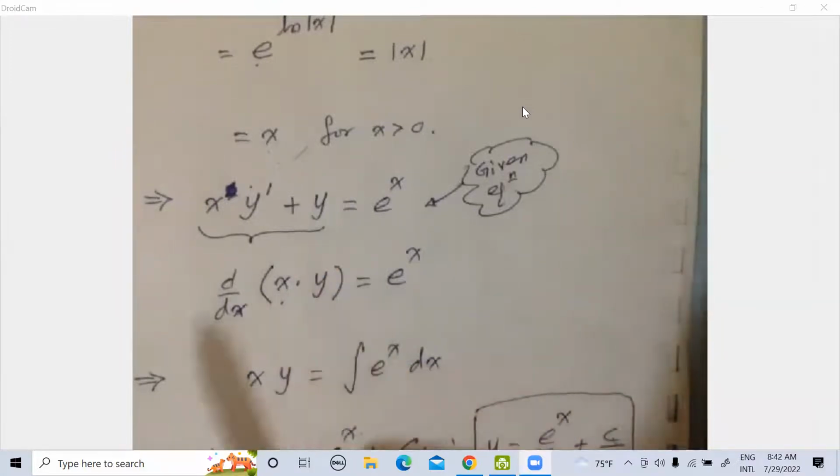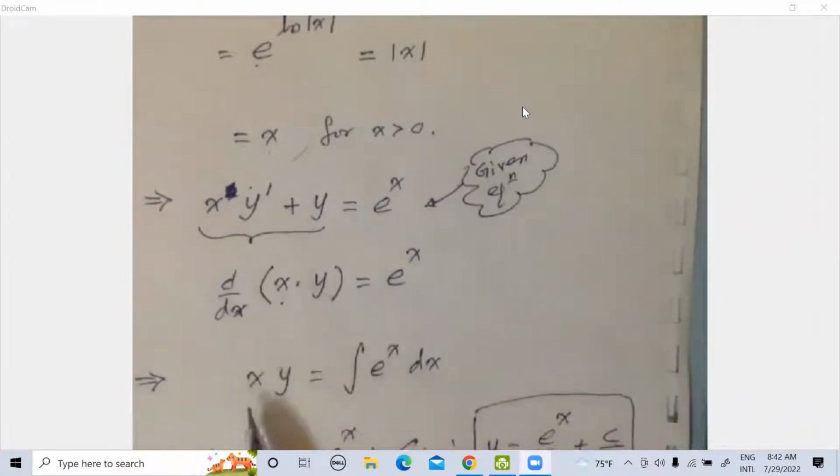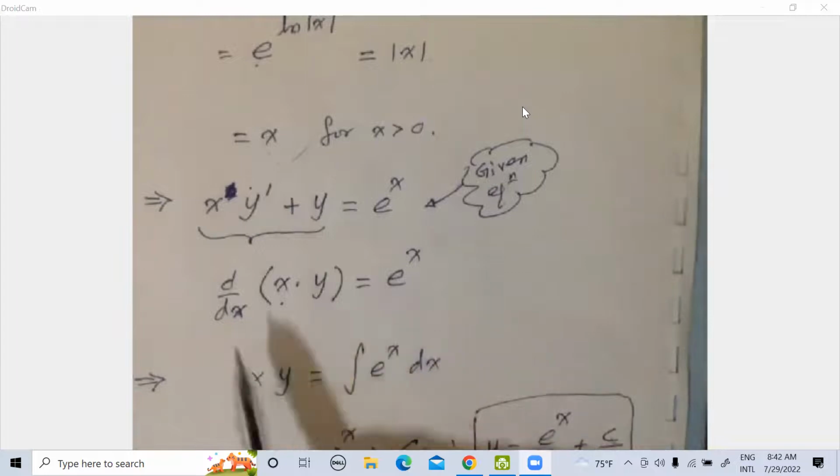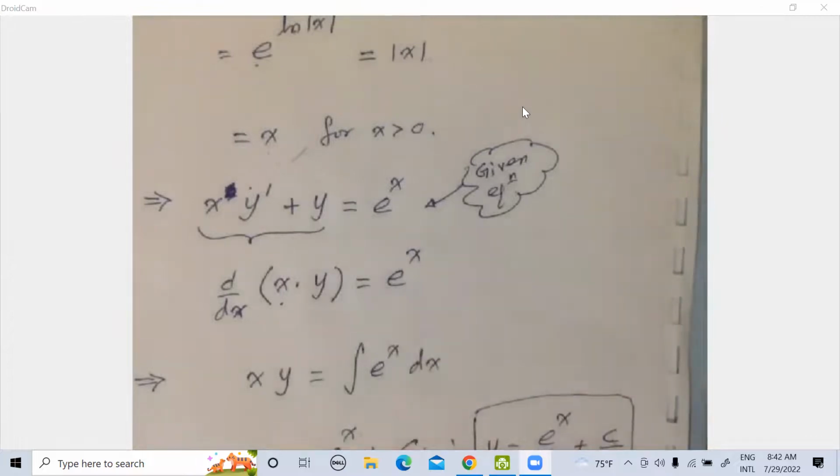Now, the integral of a derivative is the function. So xy. You might say the constant, but you don't have to put it, wait till the integration is done. Then the integral of this side, that is it.